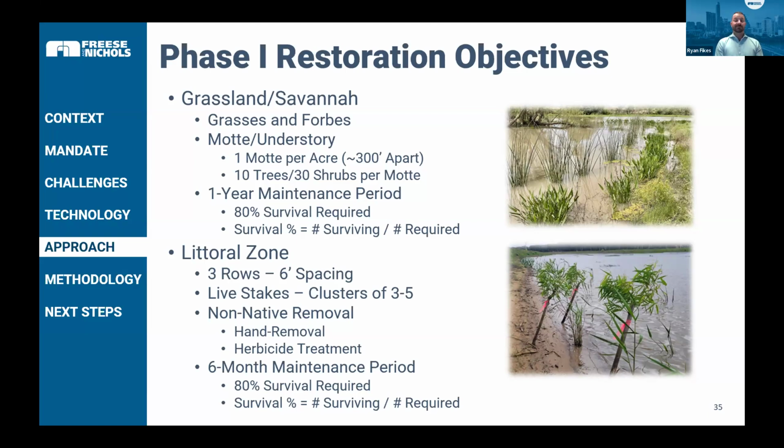And then did a lot of invasive species control, some at scale with hand removal or actual mechanical removal through excavators, but then also ongoing maintenance and herbicide treatment plan that's continuing to be applied throughout the life cycle of the project. And that littoral zone only had a 6-month maintenance period, but with similar 80% survival requirements like the upland savannas.